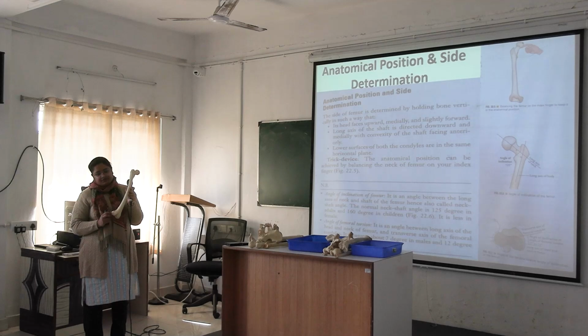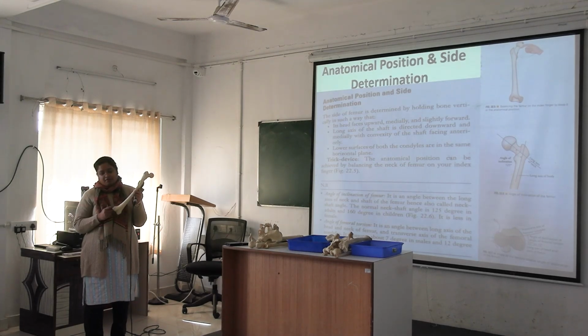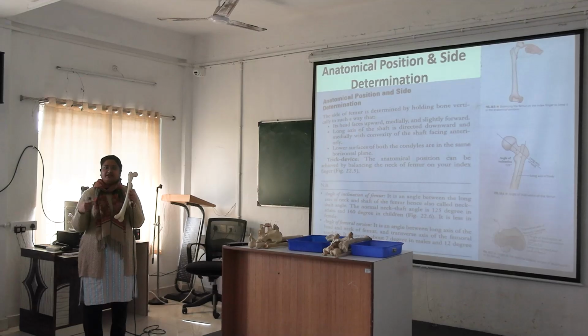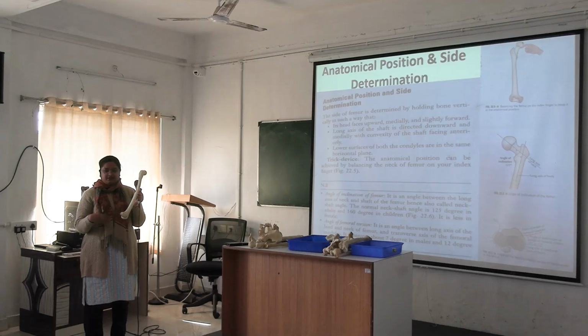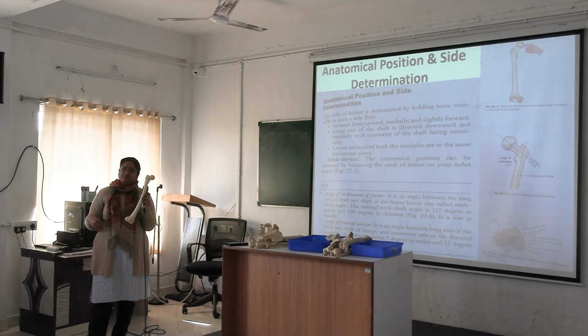In the popliteal surface these three muscles are attached, and on the lateral surface of the lateral condyle, you can see a groove. This groove is for the popliteus tendon. Popliteus muscle originates from the anterior aspect of the groove, and the tendon lies in the groove, and it is inserted on the posterior surface of the upper end of the tibia.